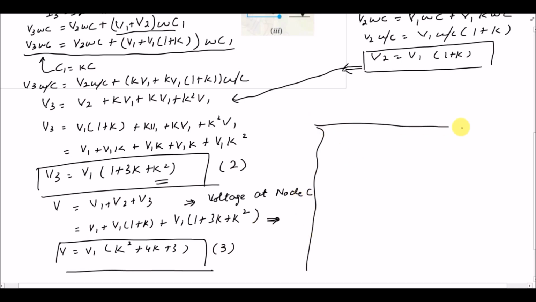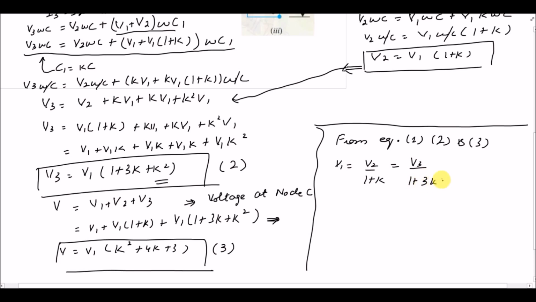From equations 1, 2 and 3, we can write V1 is equal to V2 over (1 plus K), is equal to V3 over (1 plus 3K plus K square), is equal to V over (K square plus 4K plus 3). This equation shows the relationship between the voltages across the individual discs of the string insulator.